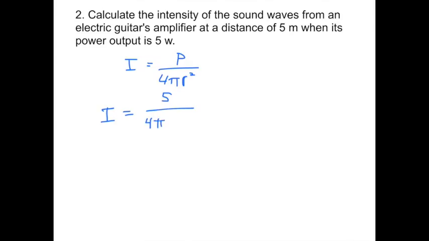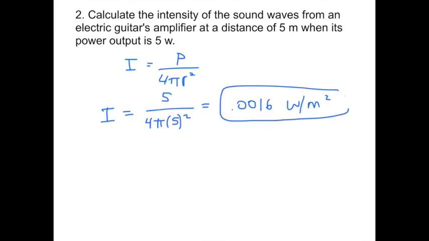So we'll plug in all of those numbers, 5 squared, and simplify to find that the intensity is about 0.0016 watts per meter squared. And that makes sense because 0.0016 falls between the threshold of hearing and the threshold of pain. So this would be a sound that's perceptible to the human ear.